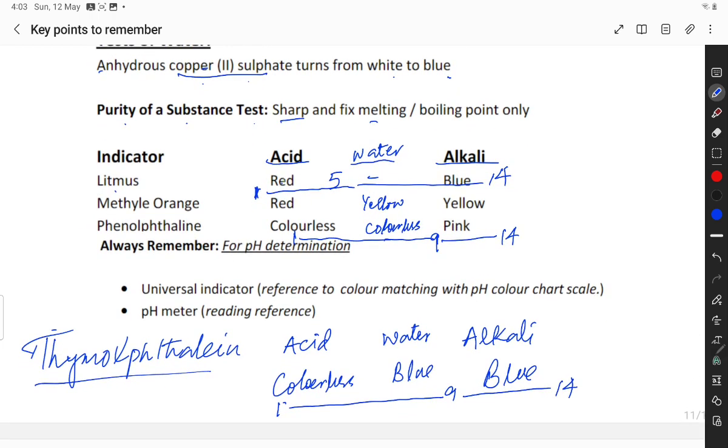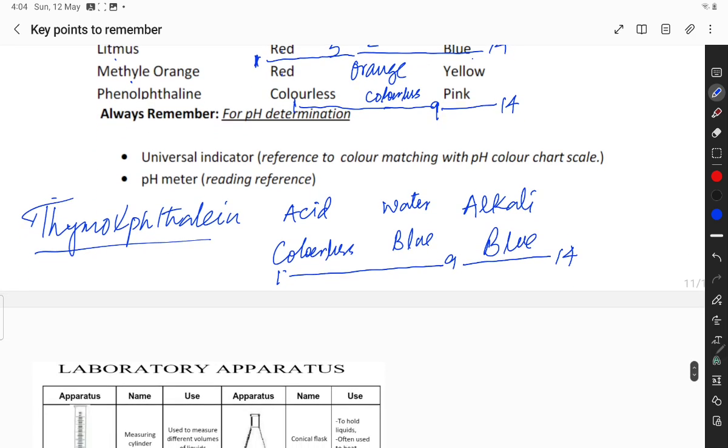The litmus is red in acid and blue in alkali. Methyl orange is red in acid, orange in water, and yellow in alkali. Similarly, phenolphthalein is colorless in acid, colorless in water, and pink in alkali. Always remember for pH determination, use universal indicator, with reference to color matching with a pH color chart paper, or a pH meter. Thymolphthalein: acid, water, alkali, colorless to blue.